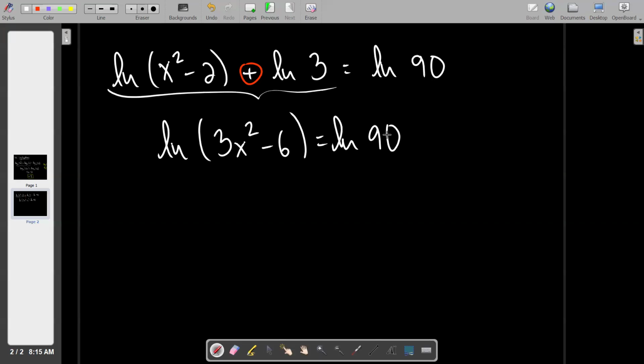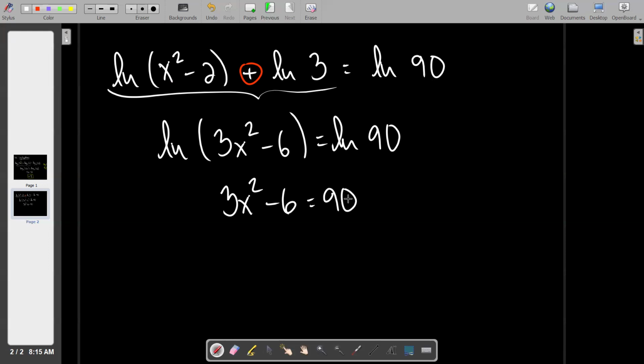And then Kaysen's observation on the tail end of that is equally important in that now we realize, ooh, there's a log on each side. So what do you do? You just drop them. At this point, they don't even have to be natural logs. They could be log base 12, log base 11, log base 36. No one cares, since they're the same, they're going to drop. So we just wind up with 3x squared minus 6 equals 90. Just like that, poof, you're out of the land of logarithms.